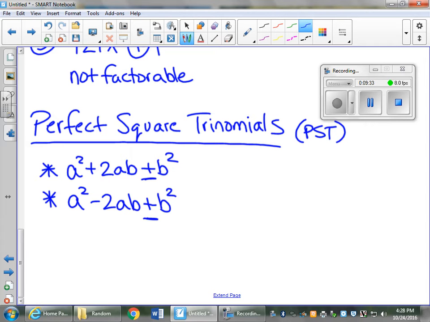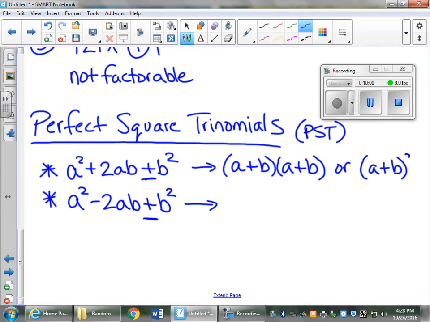When we factor these, the factors are identical. Nothing is different about them. So for the first one, it would be a plus b times a plus b. Okay, you're square rooting the first and the last terms, just like we did with a difference of two squares, and we take the sign of the middle. Or, since the factors are identical, you could write it as a plus b squared. You have two of them.